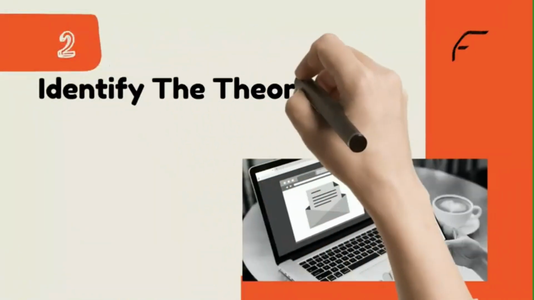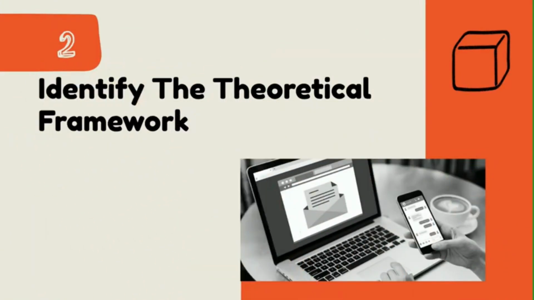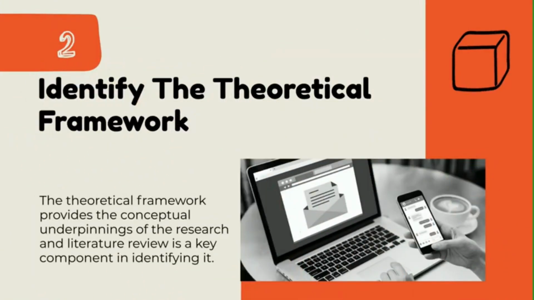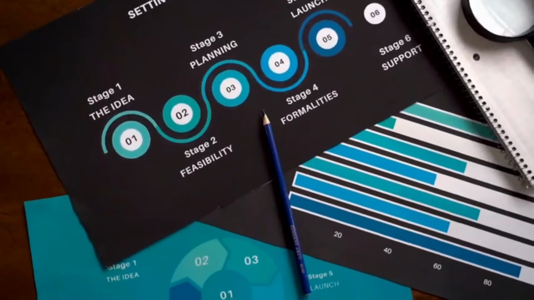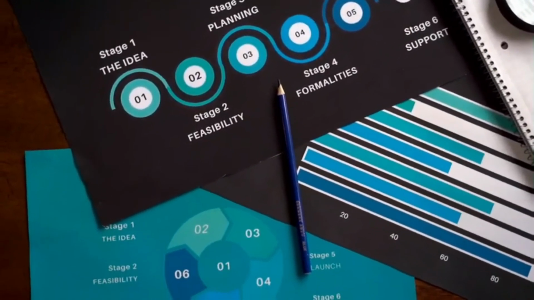2. Literature review helps identify the theoretical framework. The theoretical framework provides the conceptual underpinnings of the research, and literature review is a key component in identifying it. It helps to clarify the rationale for the study and shows how the research is linked to existing theory.